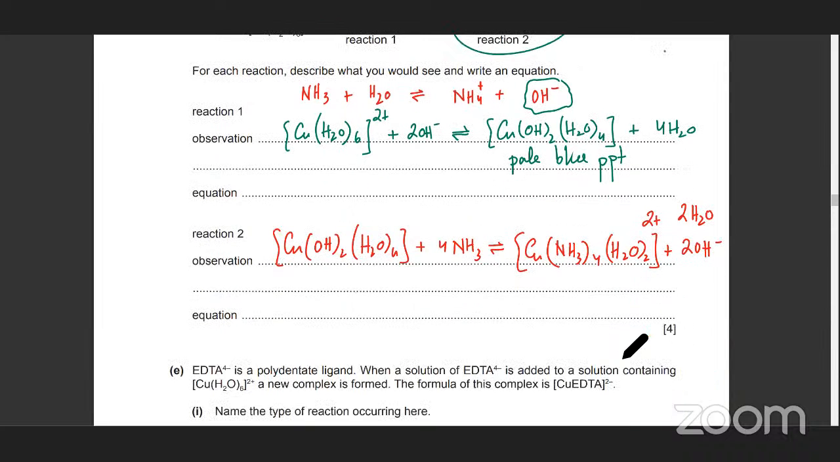So the equation and the observation would be that this blue precipitate is going to dissolve to give you a deep blue solution. So this is what's going on.